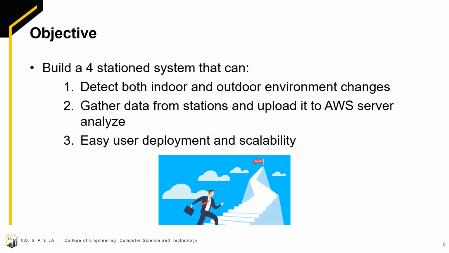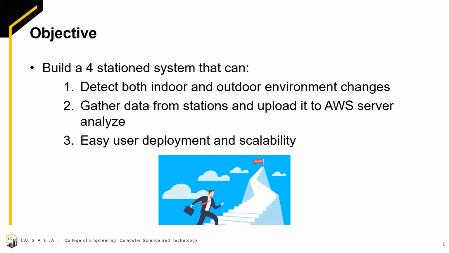Now the objective. When we first met in the fall, we decided to set some goals for our project. Our main goal was to design and create a forestation system that would do the following. First, it would be able to detect both indoor and outdoor environmental changes such as CO2 levels, ultraviolet levels, and many more. Secondly, our goal was to gather data from the stations and upload it to an AWS or Amazon Web Service server where we can display and analyze the data collected.